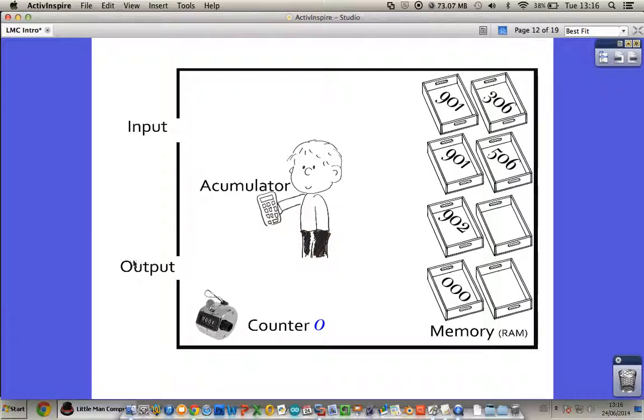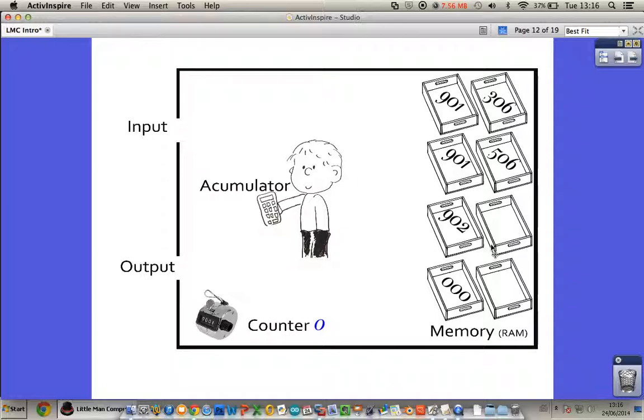So we've got, again, input, output, accumulator, so a little calculator, our counter set to 0. We've got a lot more instructions sat in our baskets here to process. Now you'll notice that I have a basket down here that I've already set to 0, 0, 0, and that's going to be where I'm going to store some information.